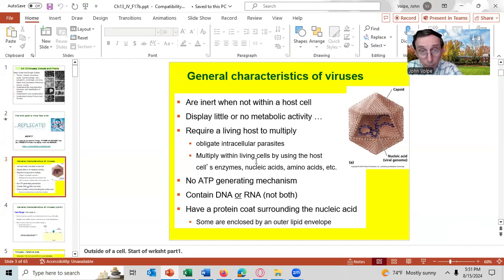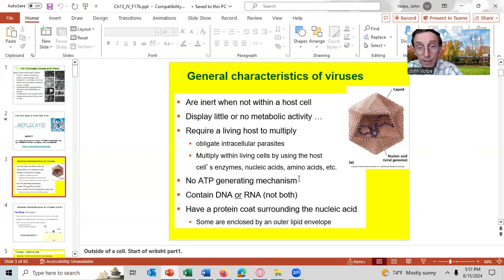Viruses multiply within a living cell by using the host cell's enzymes, nucleic acid, amino acids, ATP, and so on. A virus has no ATP generating mechanism. When they need ATP, they simply use the cell's ATP, meaning the host cell they've infected. A virus contains DNA or RNA, but never both. So a viral genome can be either DNA or RNA, but it is never both.